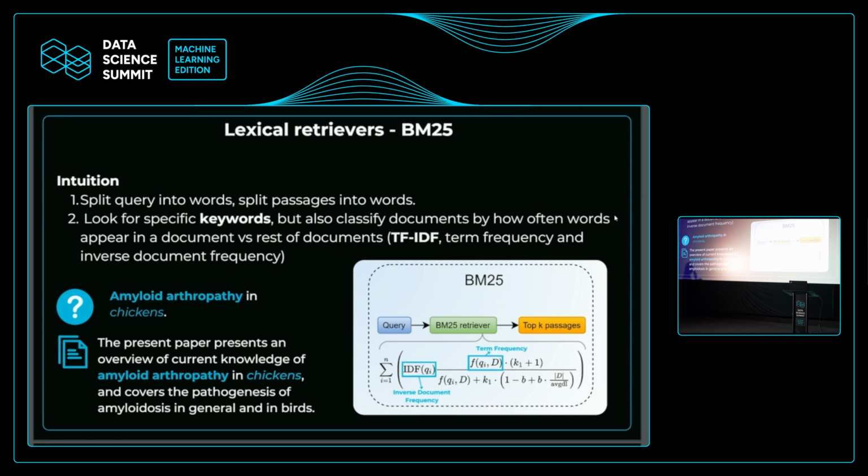So term frequency is basically based on a single document that we are looking at, and inverse document frequency is a global statistic. It checks if the word is occurring very rarely in our data set, just as we can see in this example with amyloid arthropathy. So if a document would contain this word, it means it's probably really relevant to our question.